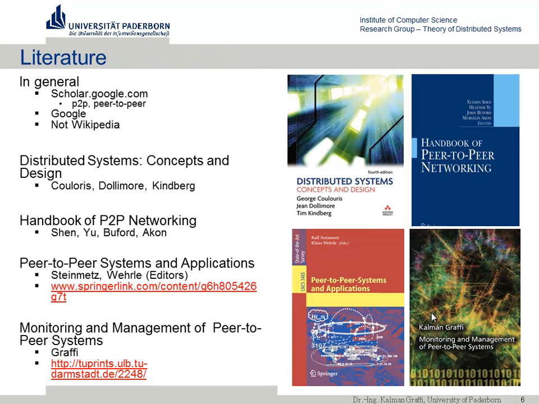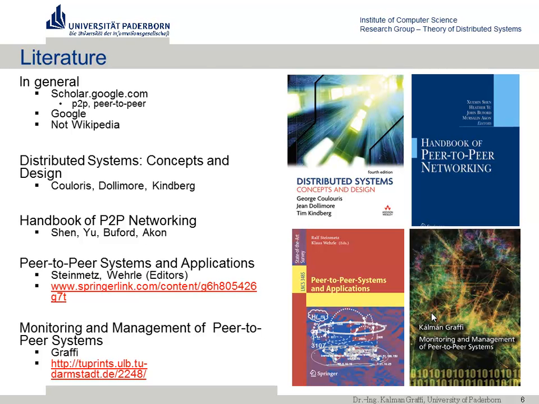Okay, I'm asked to recommend some literature. In general I advise you to visit scholar.google.com. That contains all the published papers, and if you look at the citations, you can also differentiate which are good and which are less good. Google is also good to get a first impression, but Wikipedia is probably not, because typically the scientific people who are working on P2P are not editing Wikipedia.